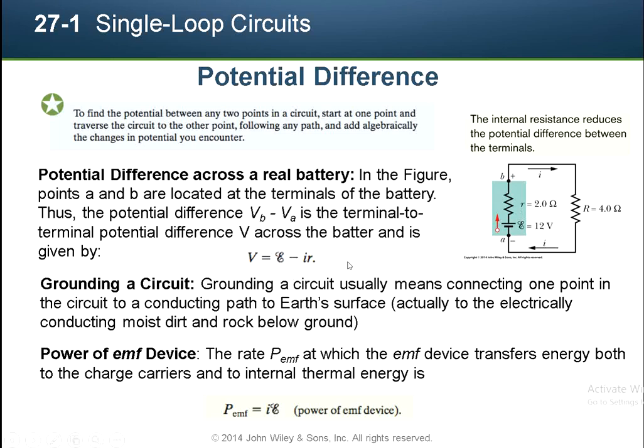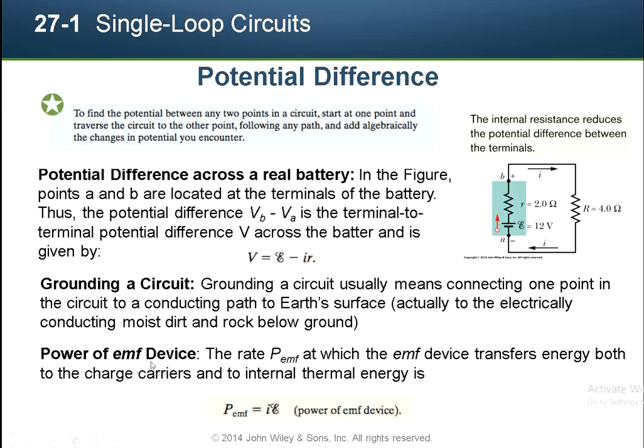And the potential difference, how do we calculate it? Potential difference V is equal to epsilon minus IR. Epsilon is V, and IR is the voltage, which is the resistance multiplied by the current.